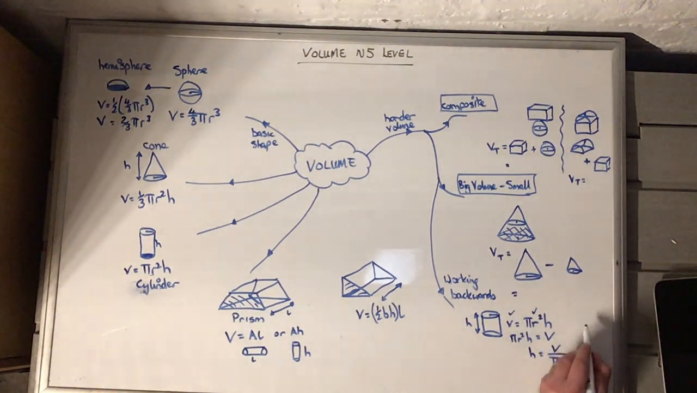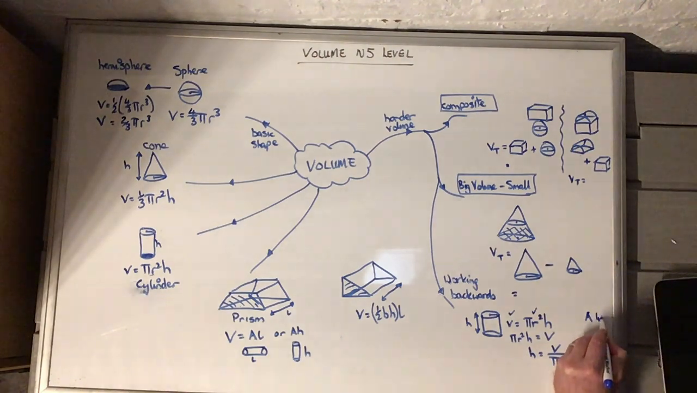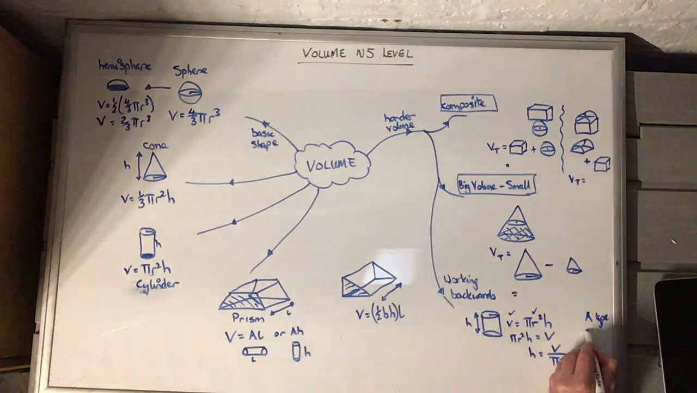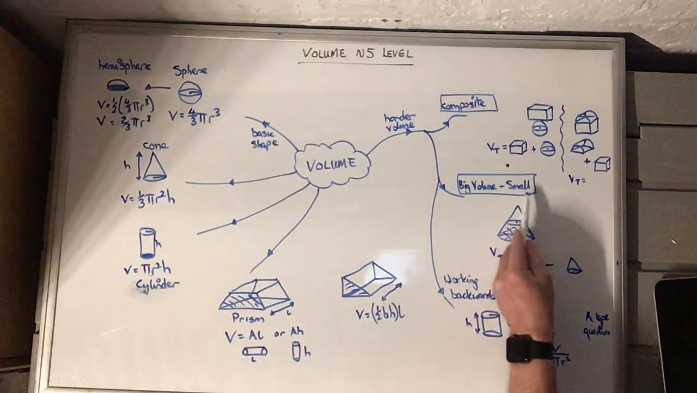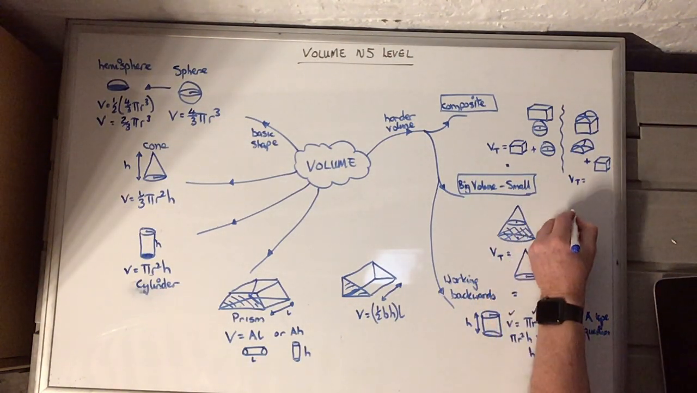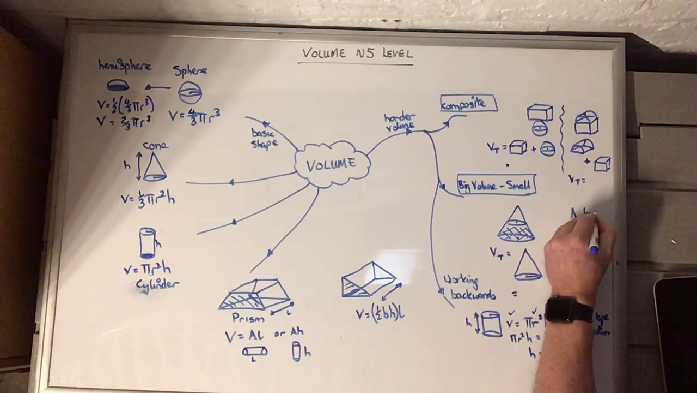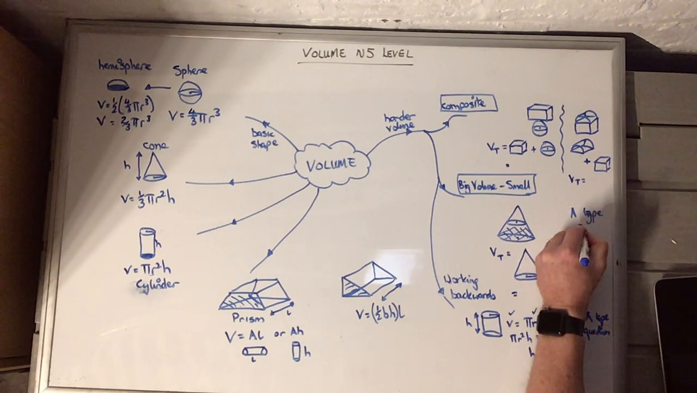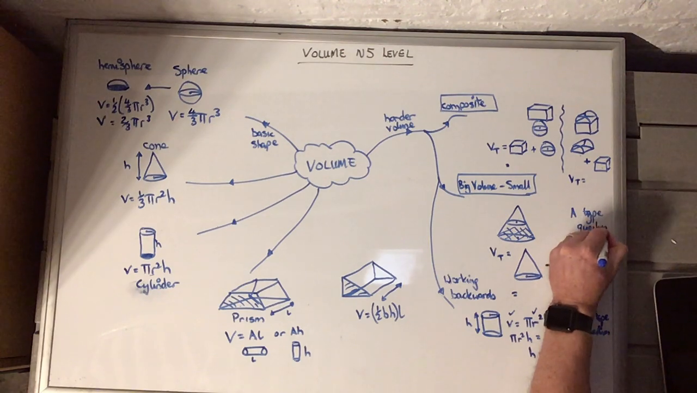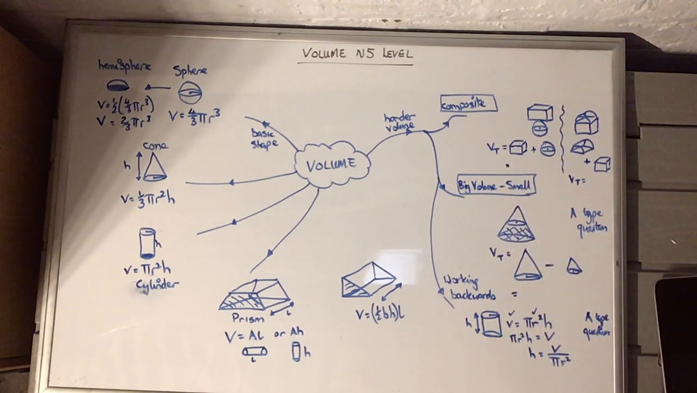This is definitely an A type question, right? I'd also say big volume to get small volume is an A type question as well. And I would say the first question up there, composite, is probably a C level question. Okay, I would say that's probably all you really need to know about volume for the exam.